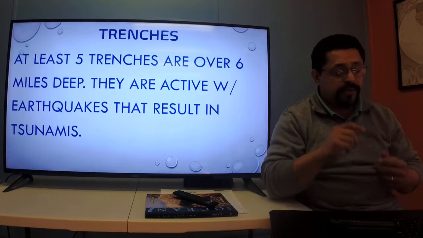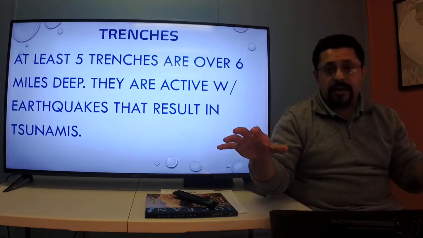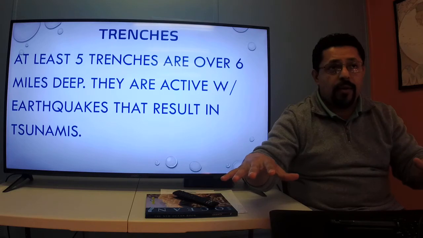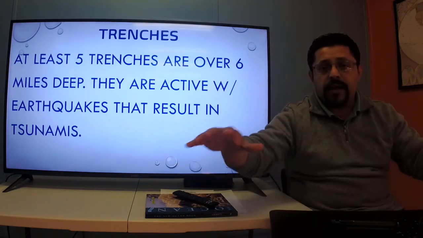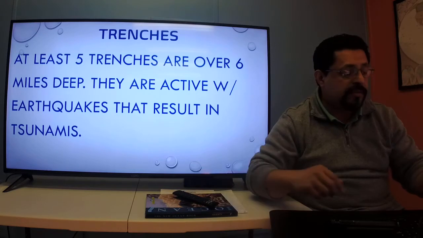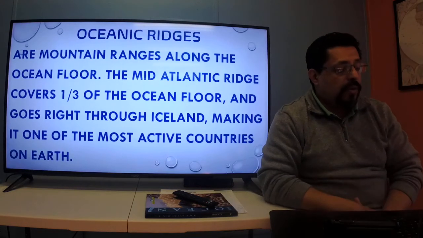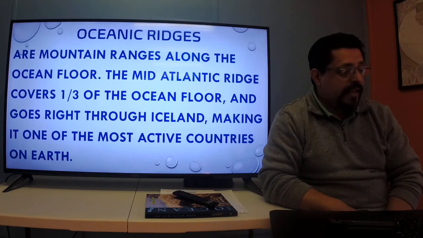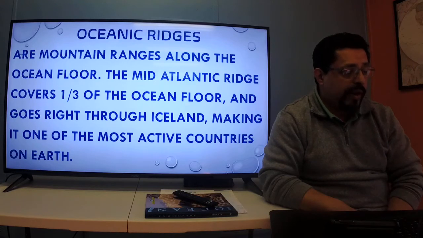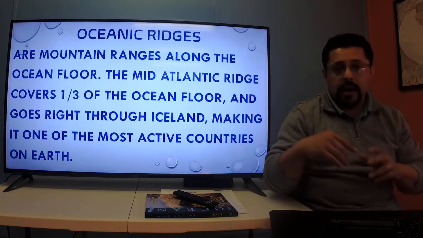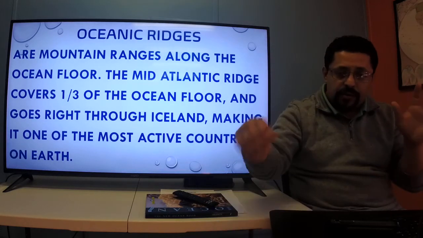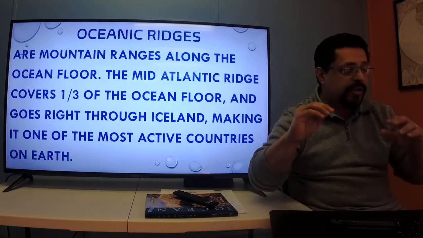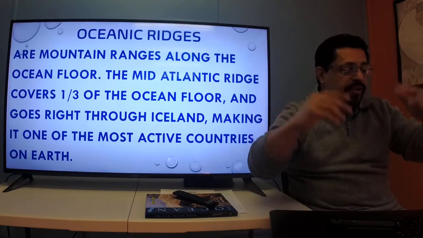All right, let's continue. So we have the trenches. We're talking about characteristics under the water, at the abyssal plain area of the continental margin. All right, let's continue. So we have also the oceanic ridges. What are these? Well, oceanic ridges are mountain ranges along the ocean floor. So we have trenches that go into the ocean floor, but then we also have the ridges, which are mountain ranges that extend upward toward the surface.